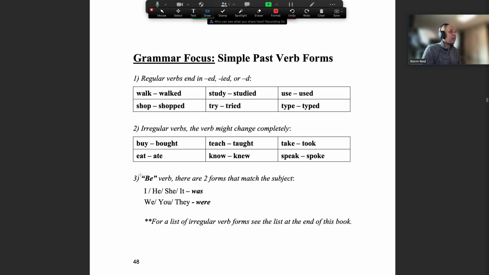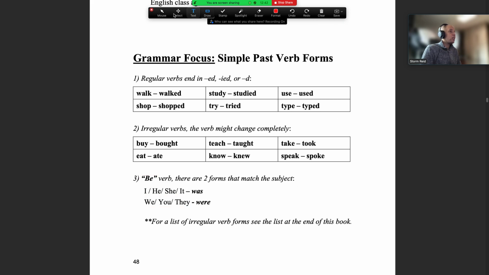And the last one, guys, is using be verb. Now be verb is nice and easy. We have already talked about these two groups, right? So we've got I, he, she, it is one group, and we, you, they is another group. So just remember, I was, he was, she was, it was. And you were, they were, we were. Nice and easy to remember.